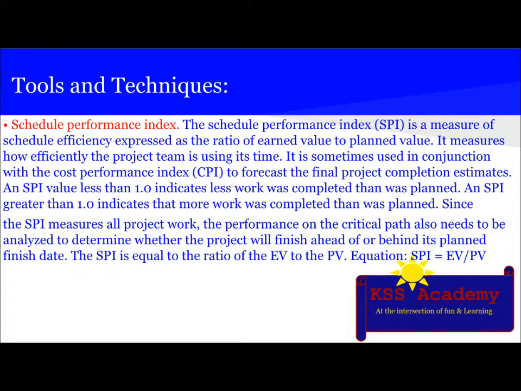The next thing is Schedule Performance Index, also known as SPI, a measure of schedule efficiency expressed as the ratio of earned value to planned value. It measures how efficiently the project team is using its time. It's sometimes used in conjunction with the Cost Performance Index, also known as CPI, to forecast the final project completion estimates. An SPI value less than 1 indicates less work completed than was planned. SPI greater than 1 indicates more work was completed than was planned. Since the SPI measures all the project work, the performance on the critical path also needs to be analyzed to determine whether the project will finish ahead of or behind its planned finish date. So the equation is given by this: SPI = earned value divided by planned value.